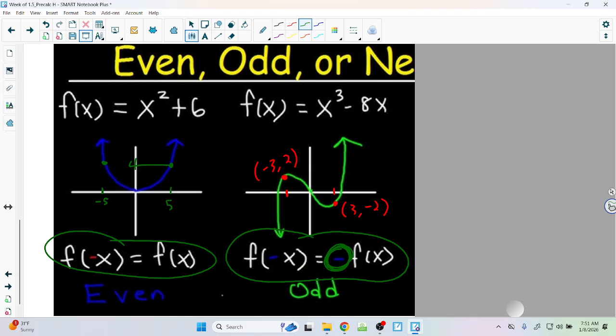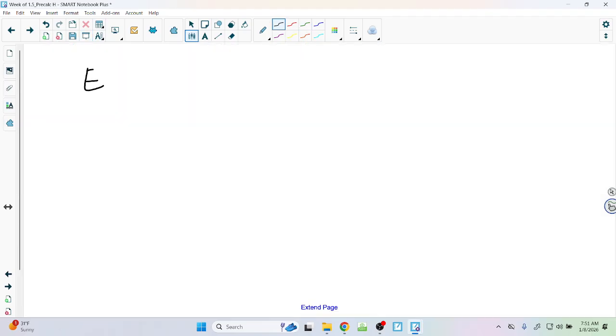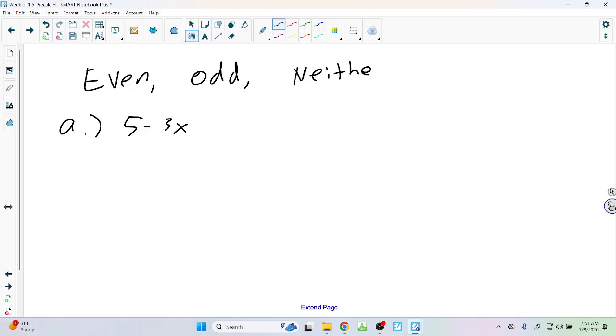You could probably tell me if it's even, odd, or nothing pretty easily. So let's look at a couple of these and determine if they're even, odd, or neither. A lot would be neither, but of course we're cherry picking these. So we have this first one, which is 5 minus 3x. We have the second one, which is x to the 4th minus x squared. Whoops. I'm going to show you how to deal with this a little bit more simply. I mean, it kind of seems less simple, but it's okay.